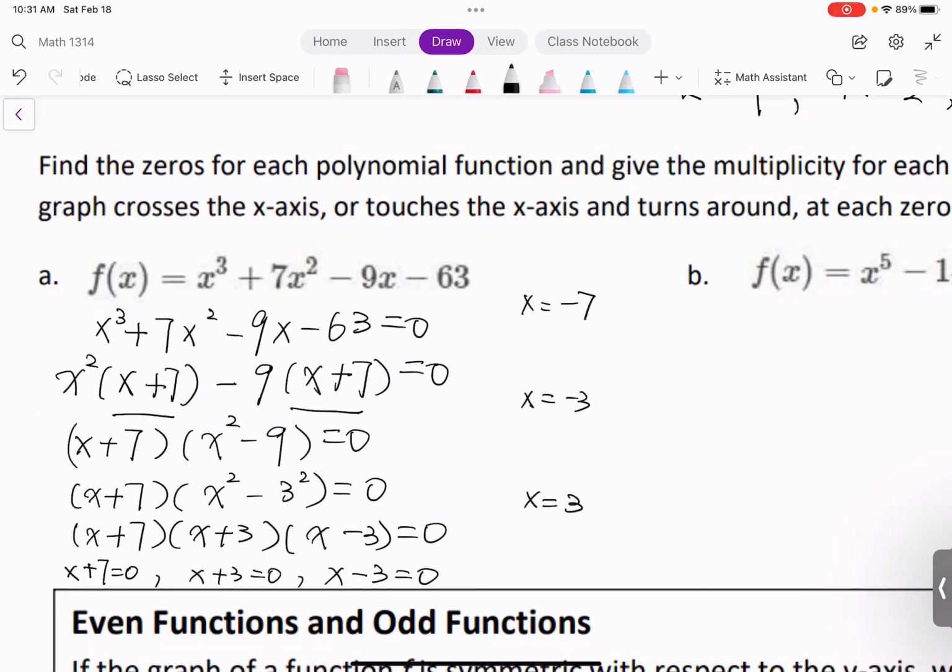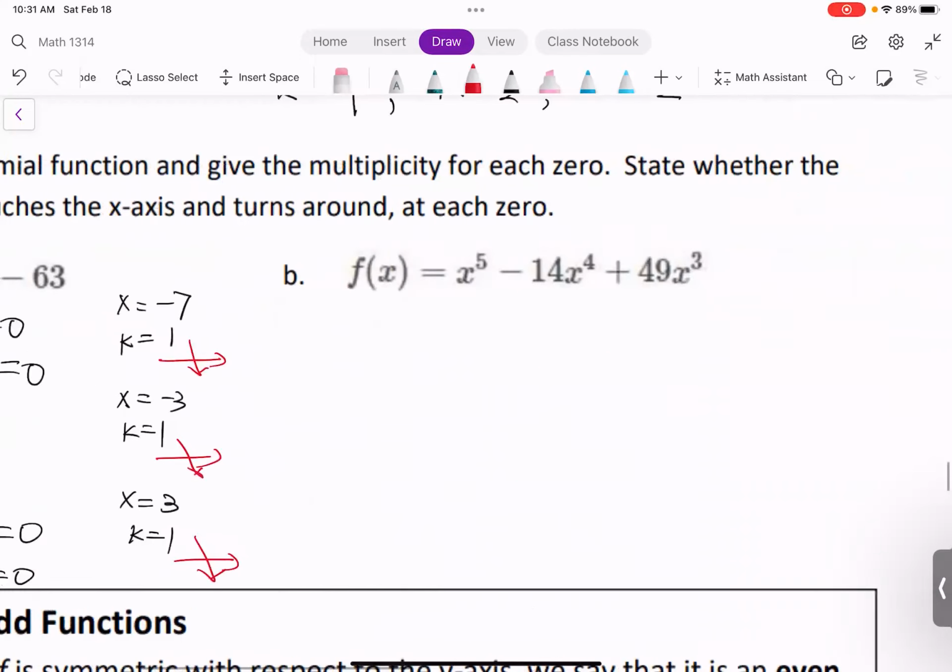Let's decide their multiplicities. For the power of these 3 factors, here's 1, here's 1, here's 1. So the k, the multiplicity of them, is 1, 1, and 1. That means at x equals -7 and the other two points, the graph crosses at each of these 3 points. Okay, let's see the next example.